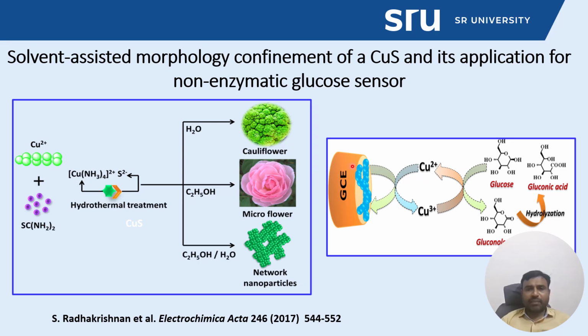This is the schematic diagram of the mechanism for glucose oxidation. For example, here we have used only the interconnected network nanoparticle structure for this scheme of glucose oxidation, similar to the copper sulfide microflower. Here also the same copper 2 plus is oxidized into copper 3 plus. Again it is reduced back from copper 3 to copper 2. Meanwhile the glucose is oxidized into gluconolactone and then gluconic acid during hydrolysis. This is the electrode mechanism for the electrooxidation of glucose.